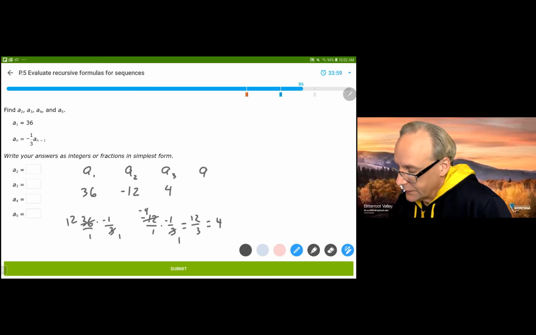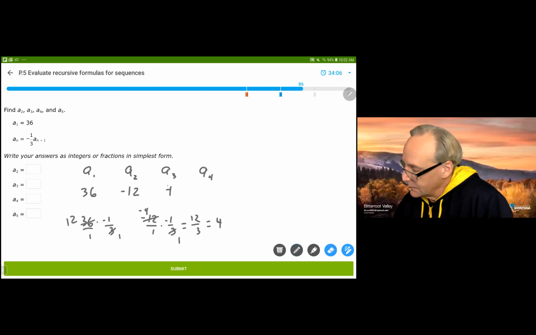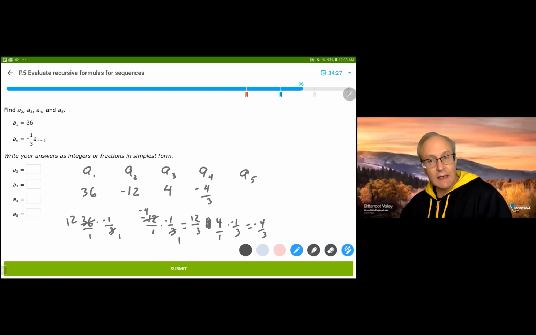Now it gets a little more difficult because we're going to take -1/3 and multiply it by 4. Oh, it's supposed to be 4. I don't want to have a negative on there. There we go. -4 over 3, isn't it? If I multiply 4 by negative 1/3, that is negative 4 over 3. Now I have one last one, A5, and I'm going to multiply by negative 1/3. Well, I know you can do this in your head. You're going to multiply the negative 1 times the 4 and get positive 4, and 3 times 3 is 9.